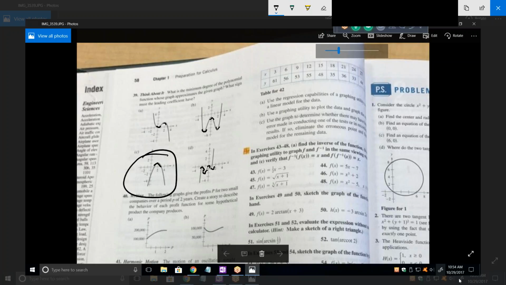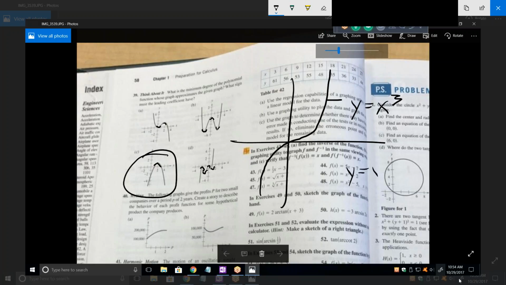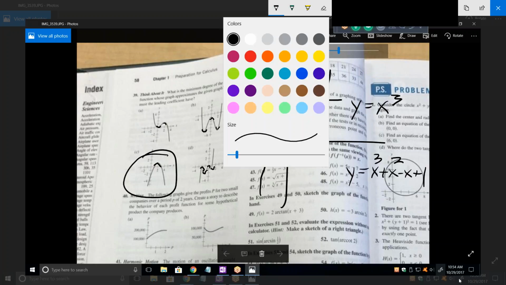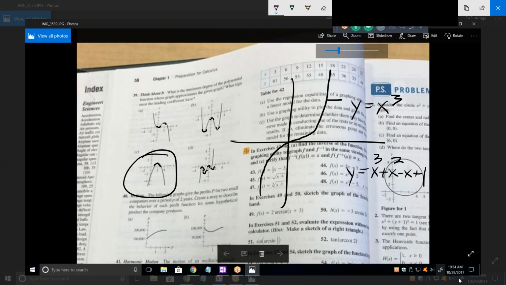Now, that's not to say that you can't have a cubic that doesn't have any of those extrema. That is y equals x cubed. But if I were to put anything else, if I were to say y equals x cubed plus x squared minus x plus 1, it turns this thing into where it's got some loops on it. In other words, it turns it into something like that. And now we got two relative extrema.